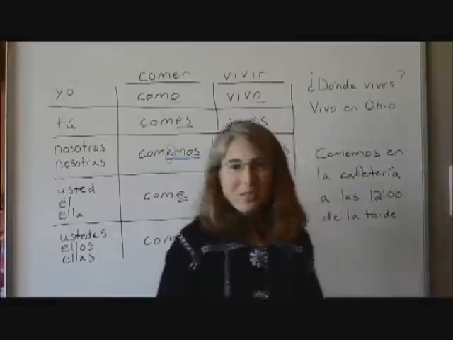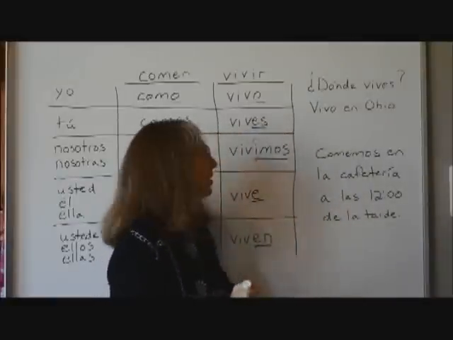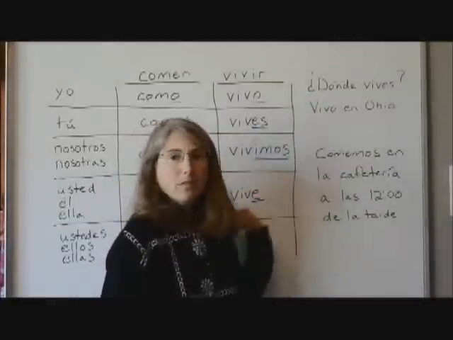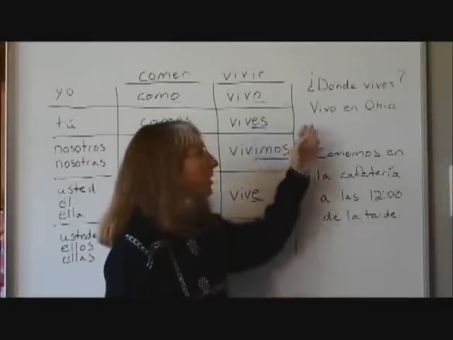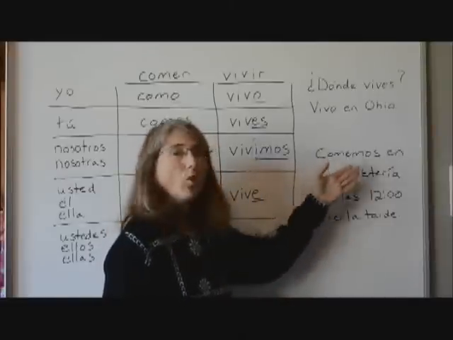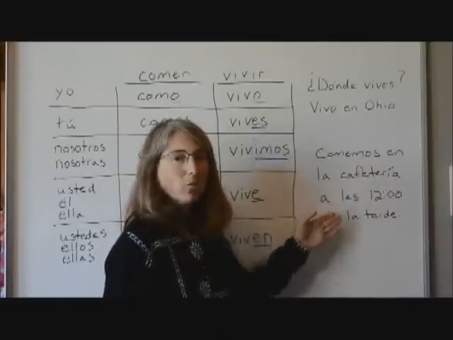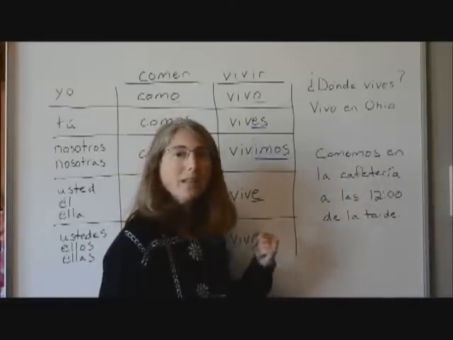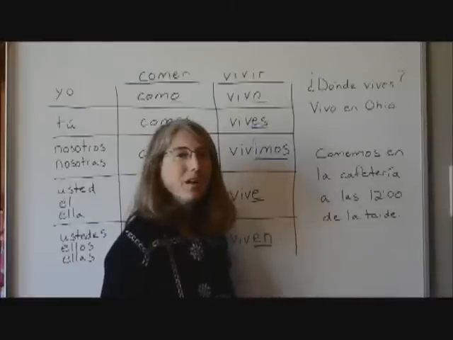Now here's some example sentences using these verbs. ¿Dónde vives? Where do you live? Vivo en Ohio. I live in Ohio. Comemos en la cafetería a las 12 de la tarde. We eat in the cafeteria at 12 o'clock in the afternoon.